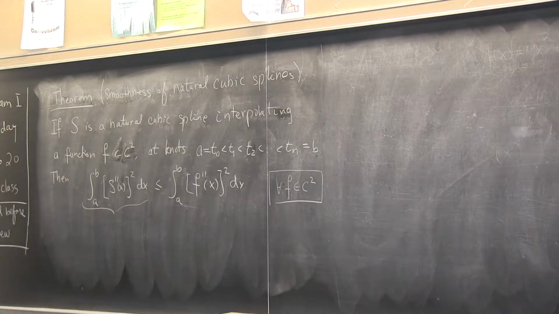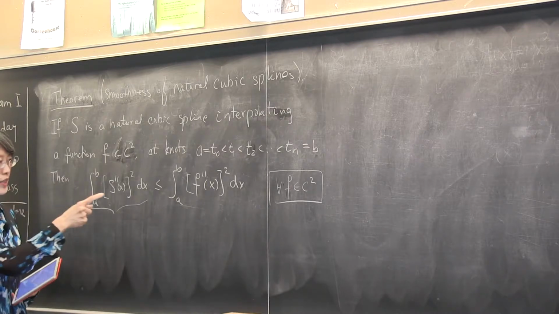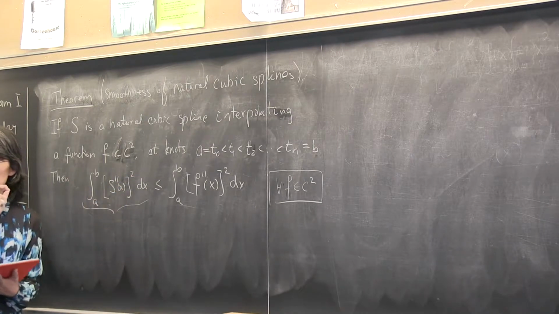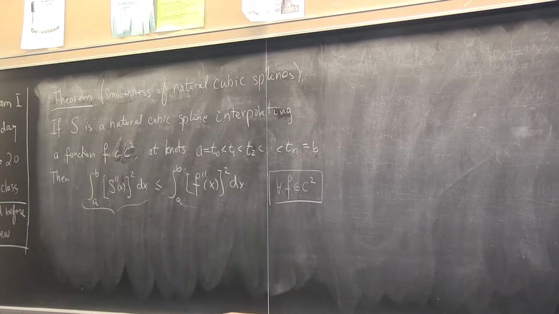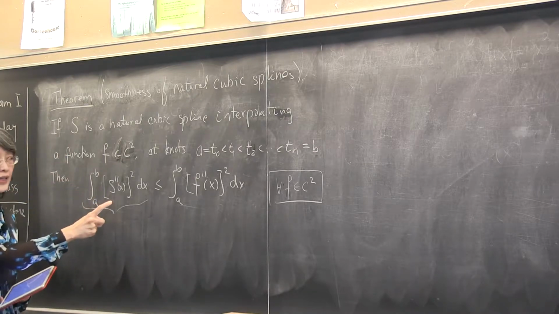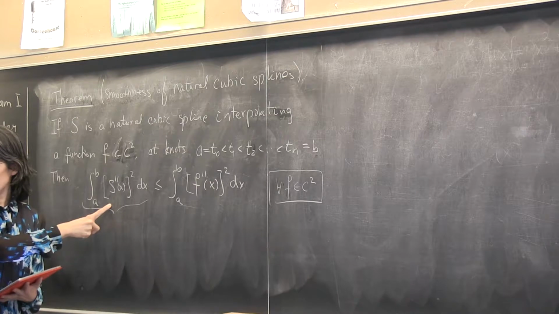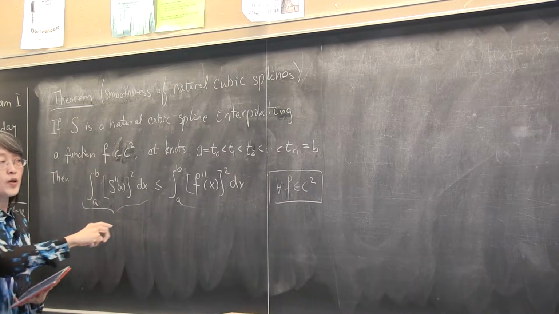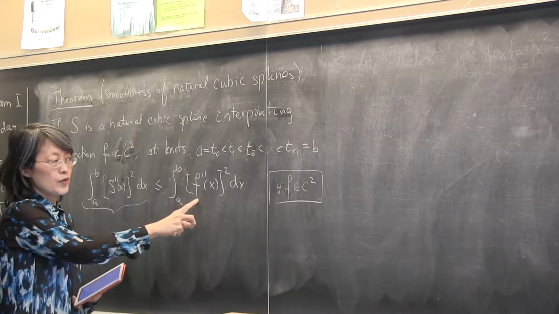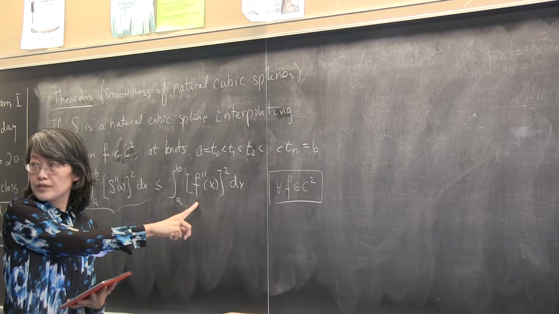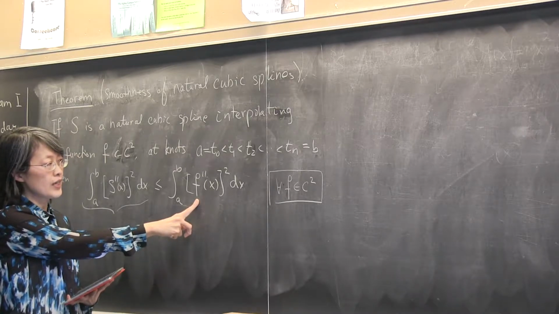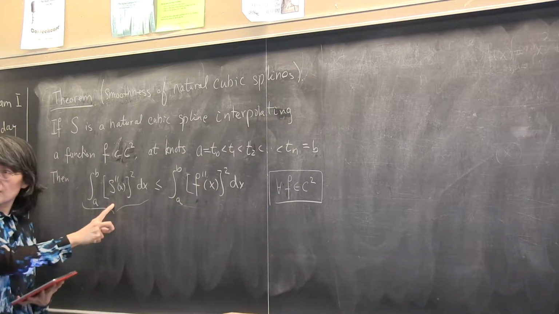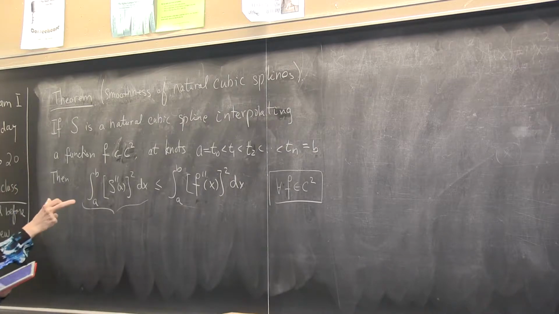So the theorem says that if you measure this quantity, that is the second derivative of the function squared, integrated from a to b, if that's the thing you want to minimize, then the natural cubic spline is the thing that minimizes it, right? So putting in the natural cubic spline, this quantity is the smallest among all functions that you can put in. So any generic function f you put in here, you will get something bigger than or equal to. In the best case, this equals that. Is that clear? So what does it mean?